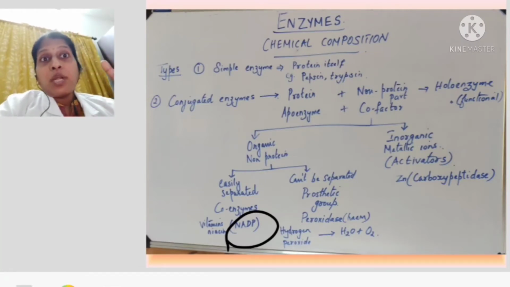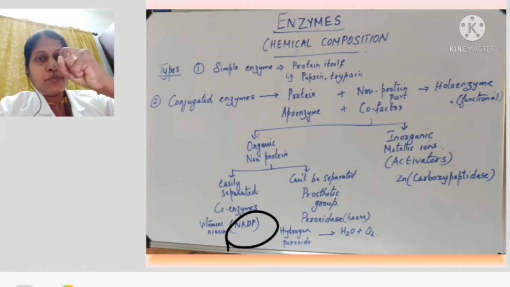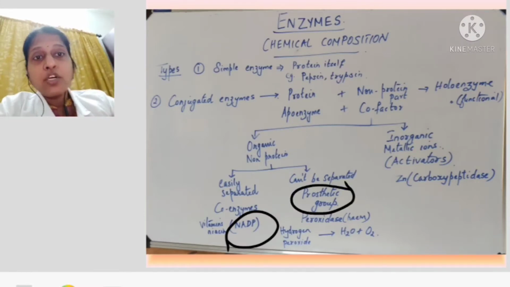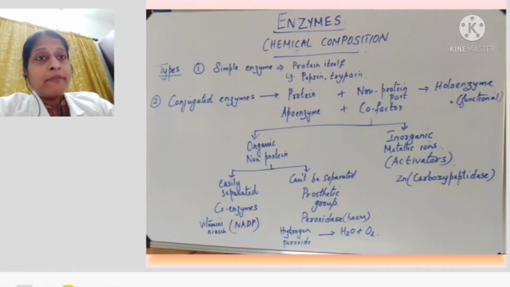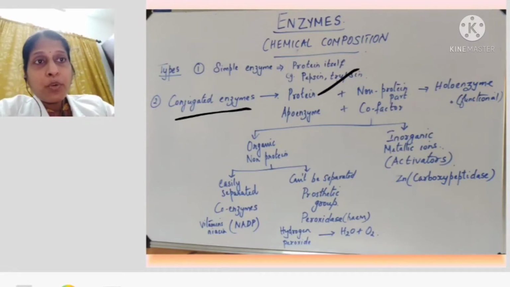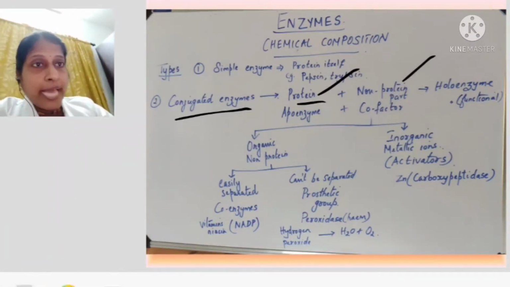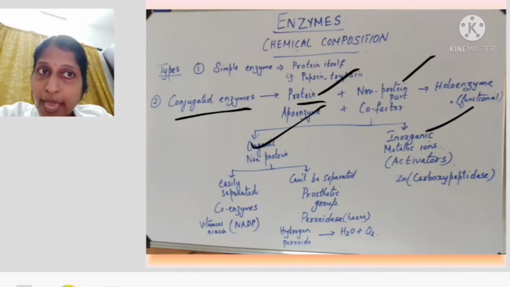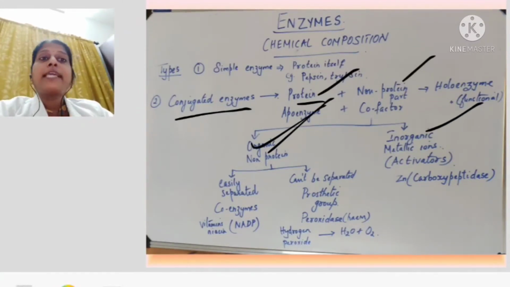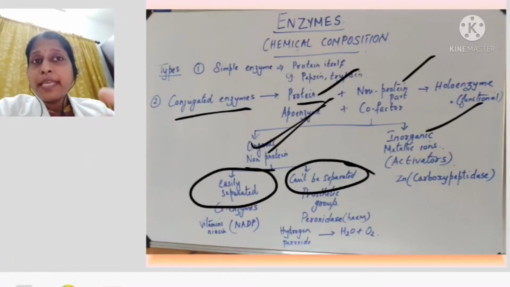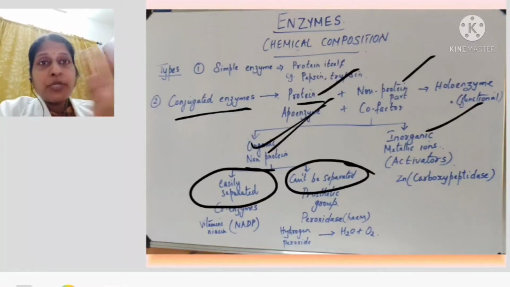Another one cannot be separated. Protein part and non-protein part are tightly bound. So for that, the example is the prosthetic group. So I can divide the conjugated protein into two. Who are they? Protein and non-protein part. What do we call the protein part? Apoenzyme. The non-protein part we call the cofactor. The cofactor is of two types. One is organic and another one is inorganic. This organic can be of two types. One which can easily be separated and one which cannot be separated. Separated means you can easily separate the protein and non-protein part. Cannot be separated means you cannot separate the protein and the non-protein part easily.